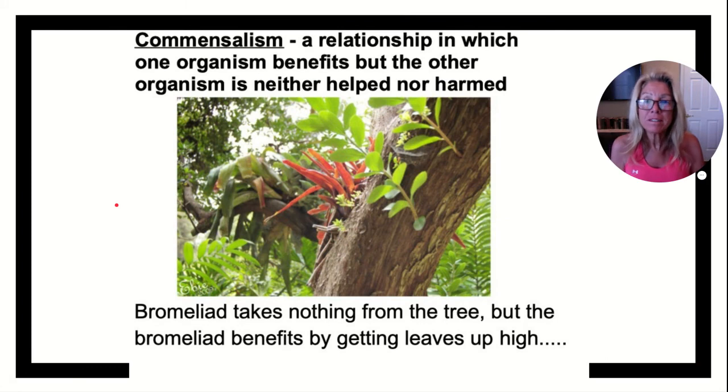All right. Commensalism. This is where it benefits one. The other one, it doesn't hurt or harm. So for commensalism, what I would do is plus zero.